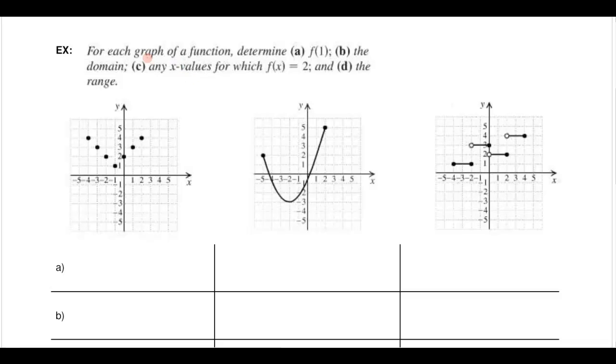The example says for each graph of a function determine first of all f of 1, the domain, any x values for which f of x is 2, and the range. So I'm going to take these in order here.